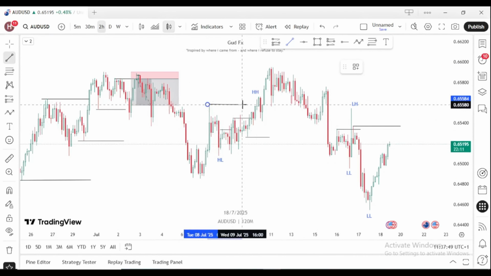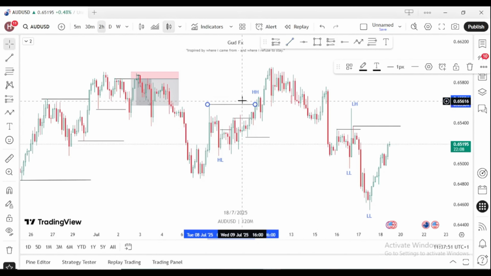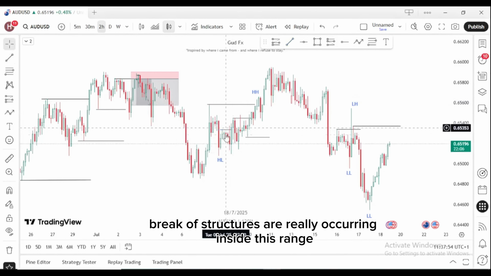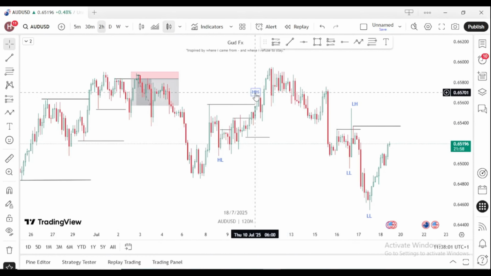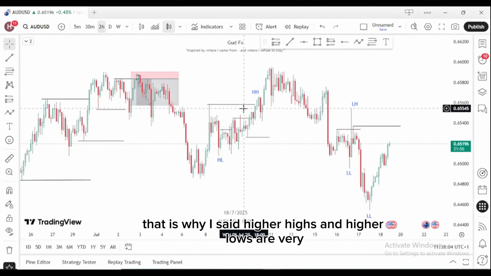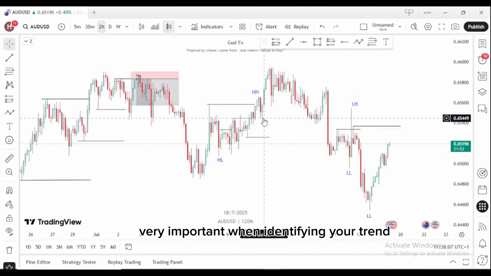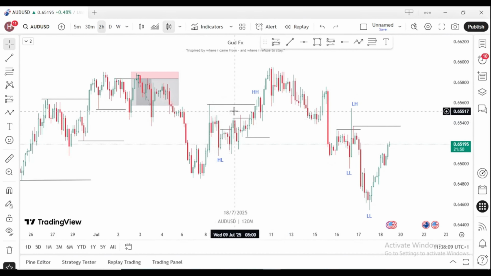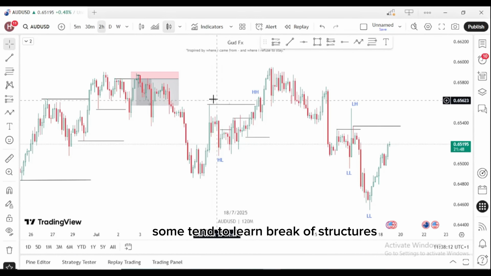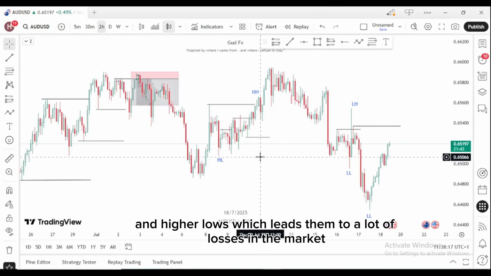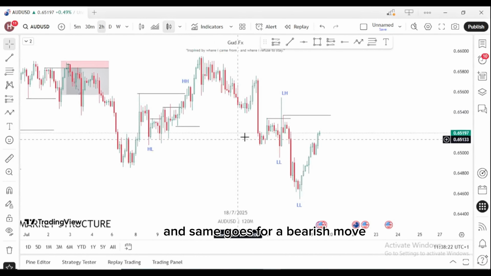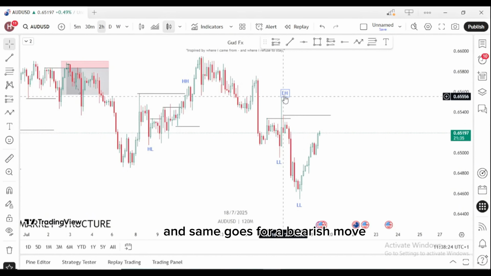Let me mark it out. Break of structures are already occurring inside this range. At times you can see a bearish break of structure in a bullish trend. That is why I said higher highs and higher lows are very, very important when identifying your trend, not just break of structure alone. Some tend to learn break of structures and forget about their higher highs and higher lows, which leads them to a lot of losses in the market. And same goes for a bearish move.